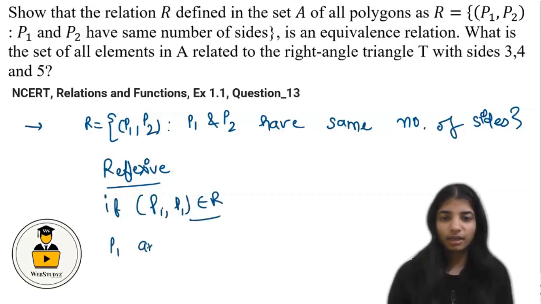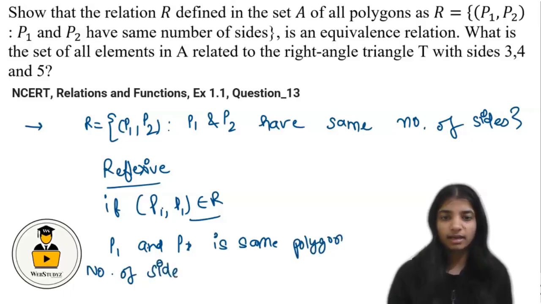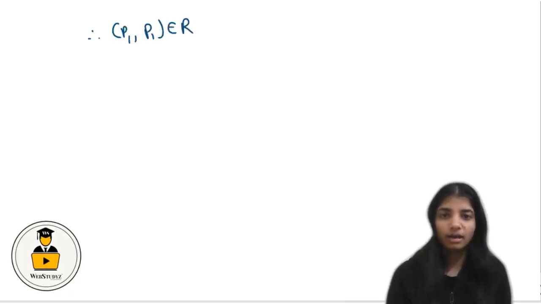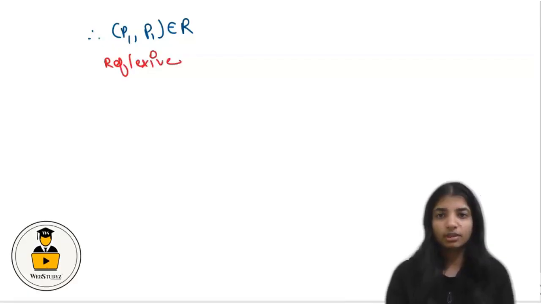So we can say that P1 and P1, here P1 is representing the polygon, P1 and P1 is the same polygon. So the number of sides must be the same. P1 and P1 is the same polygon, and if it is the same polygon, then the number of sides are the same, which is satisfying our relation. So we can say that (P1, P1) belongs to R. Then we can say that this is a reflexive relation. Now we are going to check the symmetry of this relation.